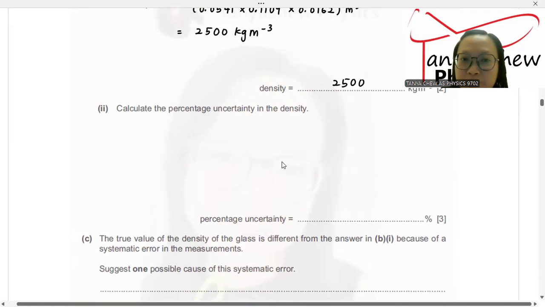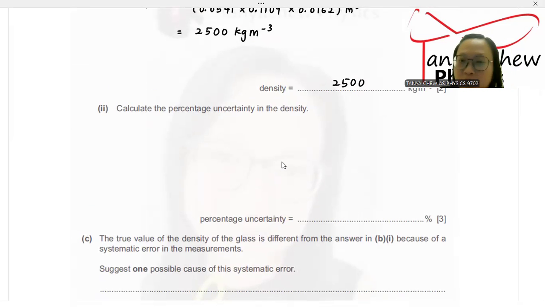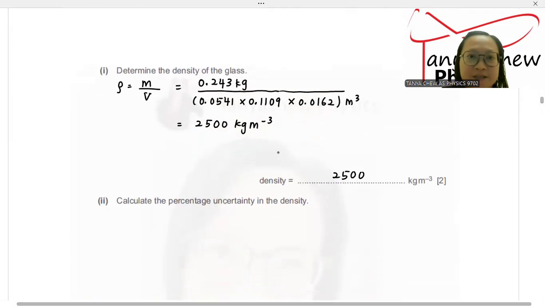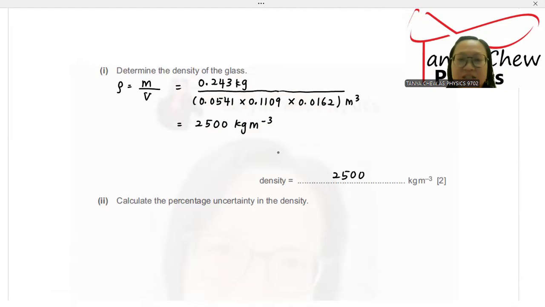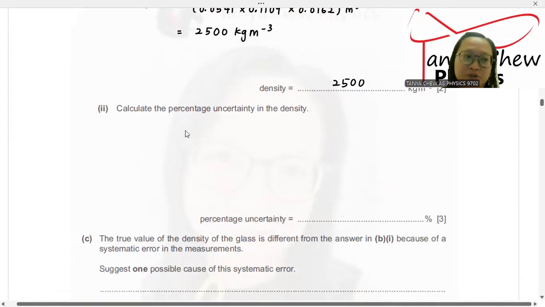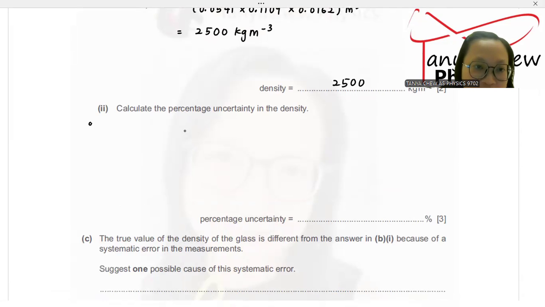Now the next one, calculate the percentage uncertainty in the density. How do we calculate the percentage uncertainty? We look at the equation that we use to calculate the density. The equation used to calculate density is mass per volume. This is division. If it is division, you have to add the fractional uncertainty. Once you have added all the fractional uncertainties, you can just multiply by 100 to get your percentage uncertainty.